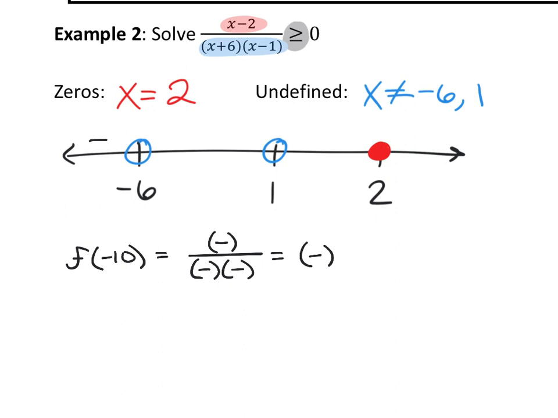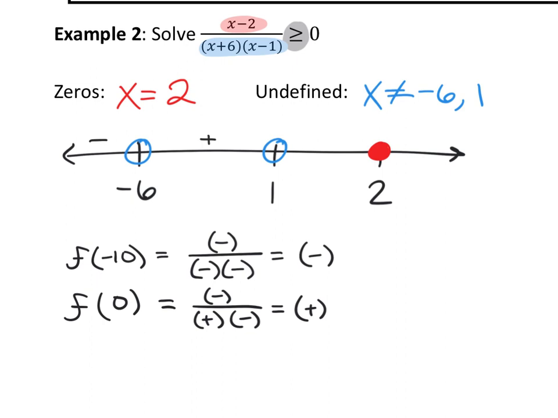What number is super easy to plug in the second interval? 0. Anytime your numbers go from negative to positive, use 0. That's so easy to plug in. So we plug it in here. 0 minus 2 is a negative number. 0 plus 6 is a positive number. 0 minus 1 is a negative number. Negative divided by positive times negative is positive. Remember, an even number of negatives means that your number is positive. An odd number of negatives means your number is negative. So this section is positive.